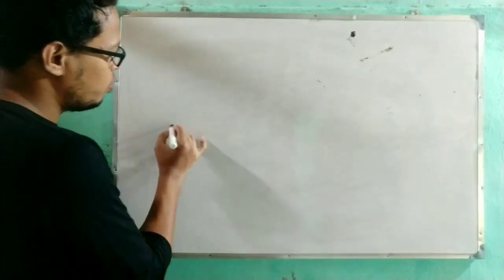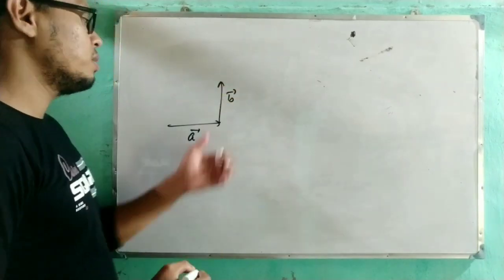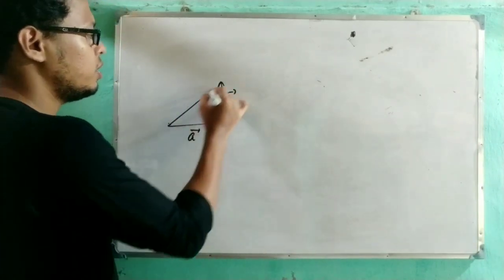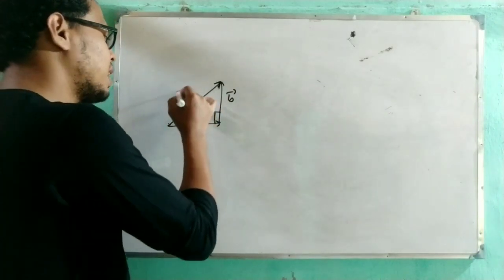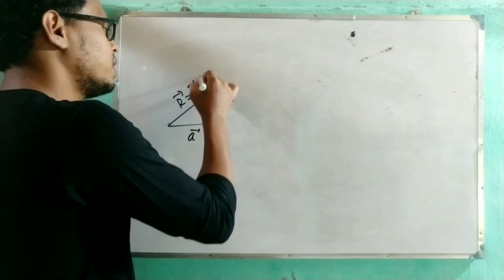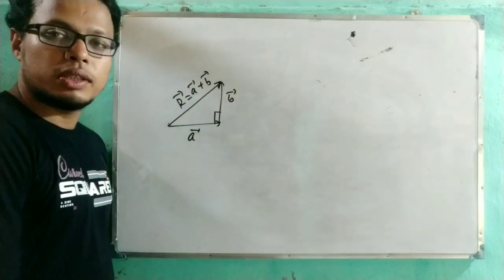When two vectors, suppose A and B, make an angle of 90 degrees, then we can easily find the magnitude also. When R vector equals A vector plus B vector, we can write that, and we can find the value by applying the Pythagoras theorem.